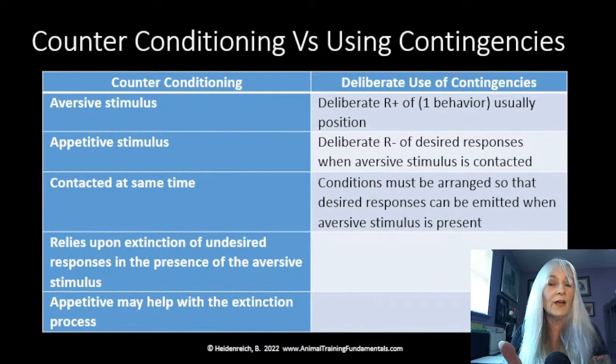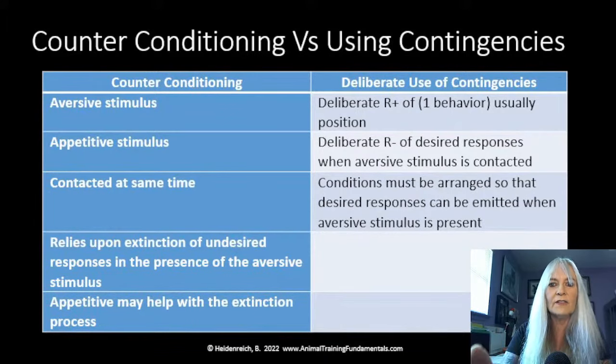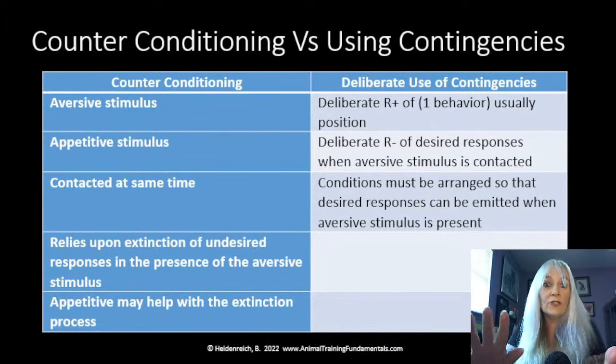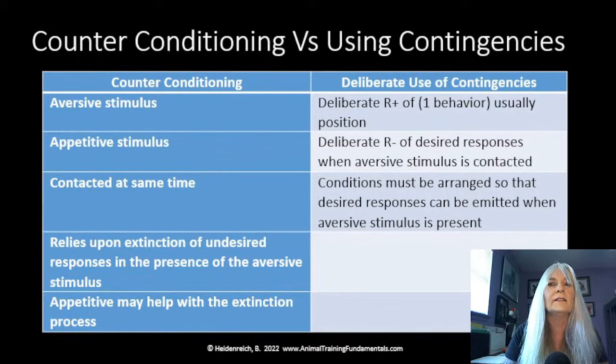I think if we have this awareness, which is what we're trying to do with this nonlinear contingency analysis, that these contingencies are happening, we can arrange conditions so that the animal can emit the desired response when the aversive stimulus is present. So we just create this environment so that the aversive is just so minimal, the animal is being exposed to it in such a way that it's not very potent. The animal can present the response that you want so that you can reinforce it by removing that stimulus.